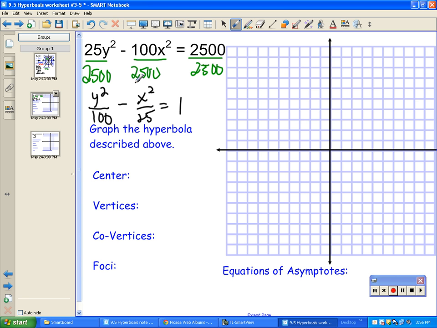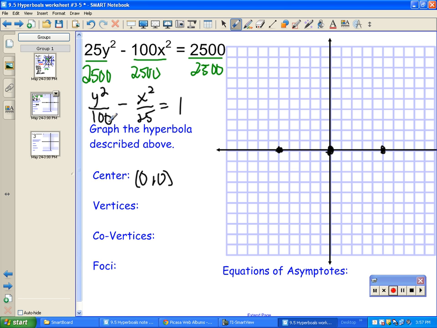The center is going to be 0, 0. So we'll mark the center. The x is going to go 5 in each direction because the square root of 25 is 5. So we'll go over 5. 1, 2, 3, 4, 5. We'll make a mark there. And 1, 2, 3, 4, 5.